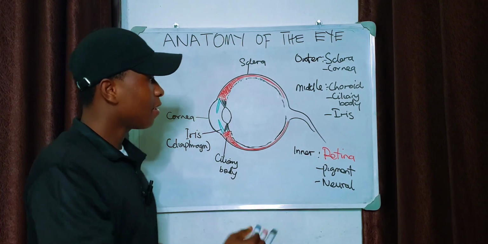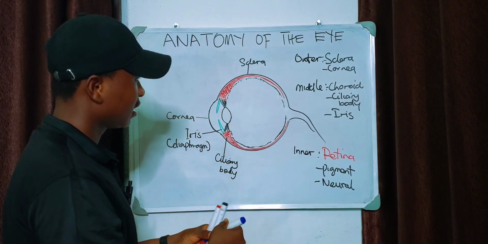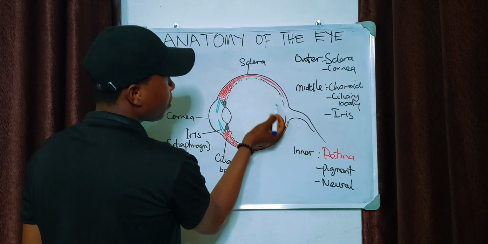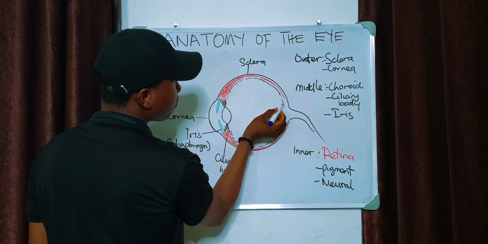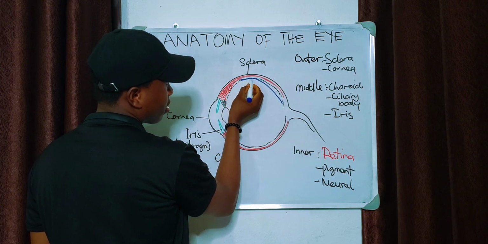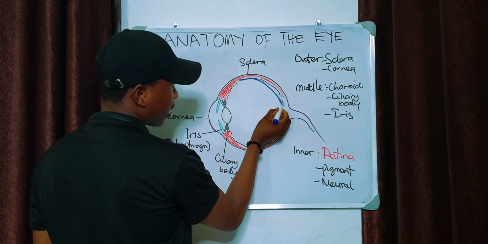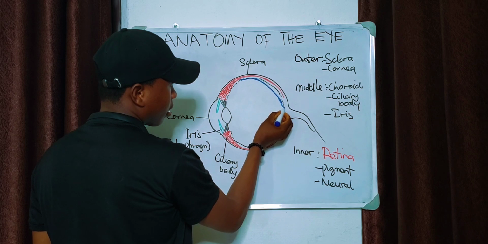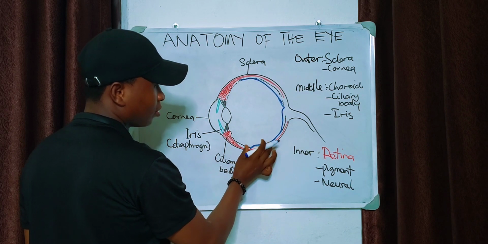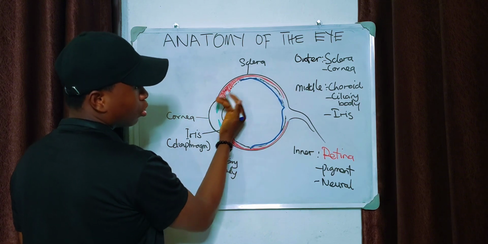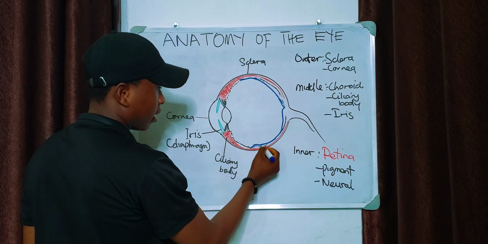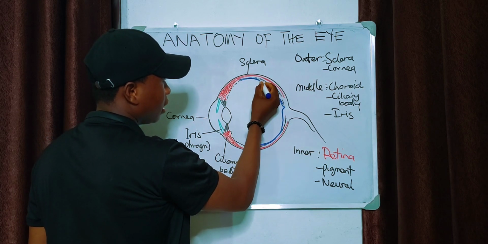Now, the neural layer follows immediately after the pigmented layer, but this is the catch here. The neural layer comes from the posterior and ends somewhere here. So it ends here. It doesn't go through to the anterior part of the eyes. So it just ends here. So this is the neural layer of the retina.